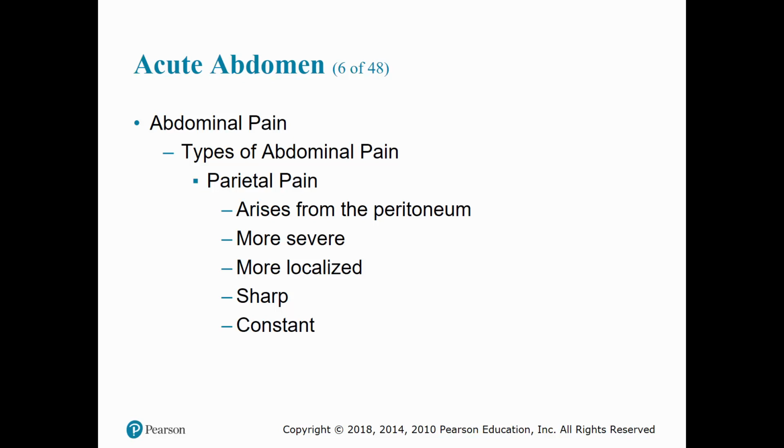It's easier to pinpoint with one finger where exactly the pain is coming from. It's intense, and it's usually found on one side or the other, categorized as sharp, and it's typically going to be constant. It's not going to be intermittent. So if it's something persistent and described as sharp, we know that we have something that's irritating the parietal peritoneum.